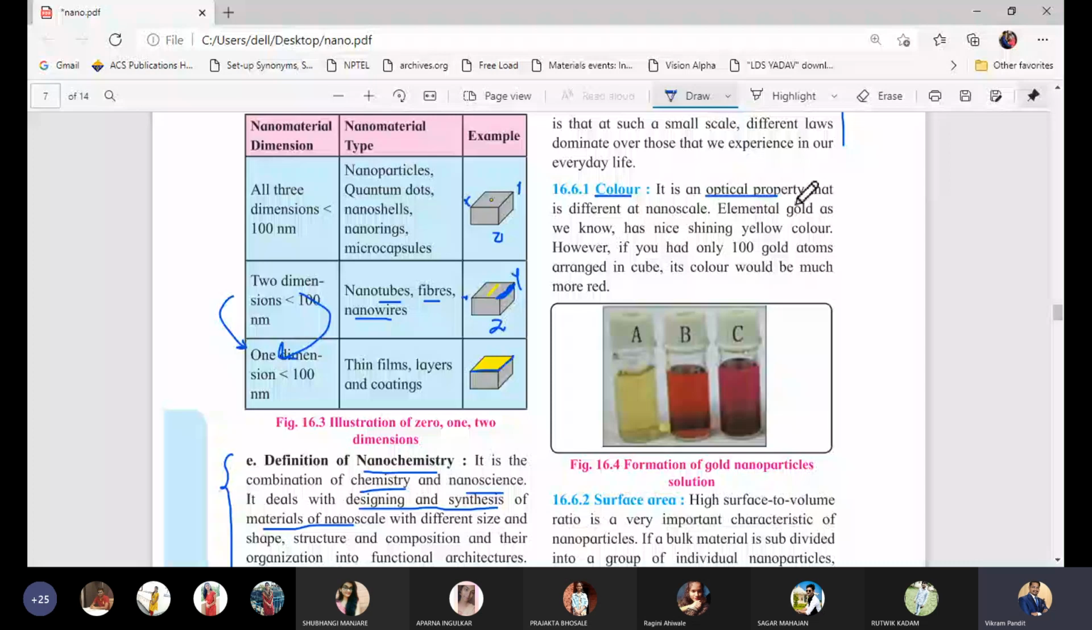In all three sample vials there are gold particles, but these particles are of different size and different shape, because this will give different optical properties. Then the next is surface area. So this is very important.